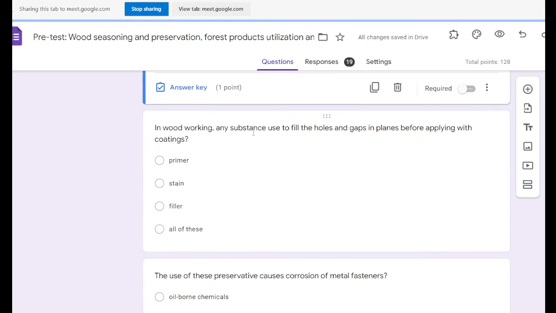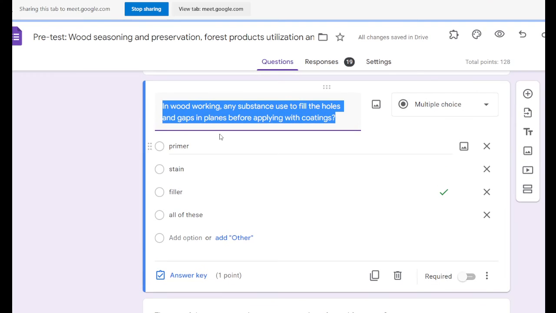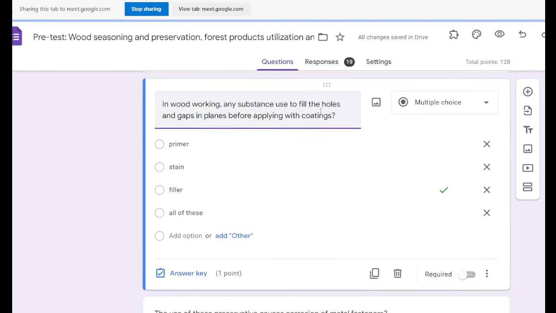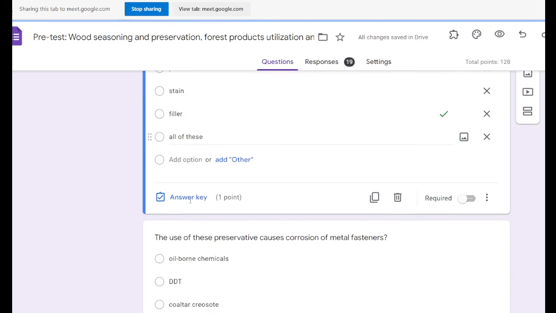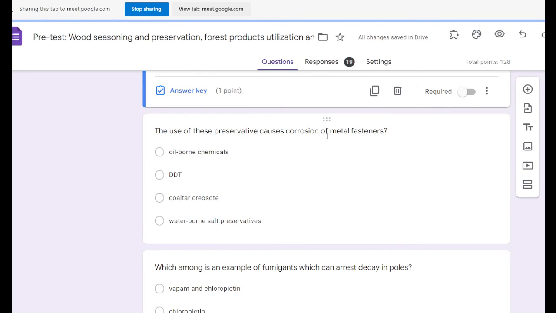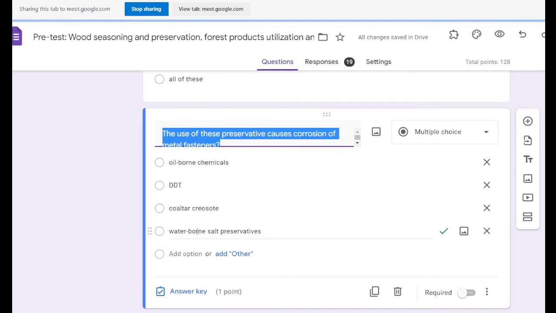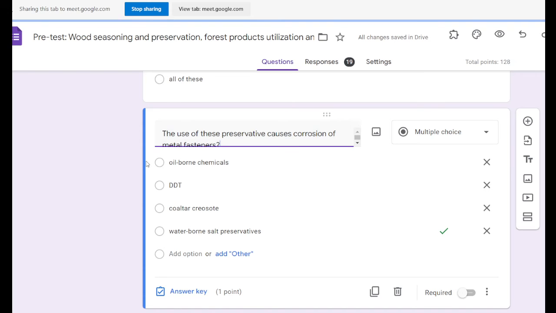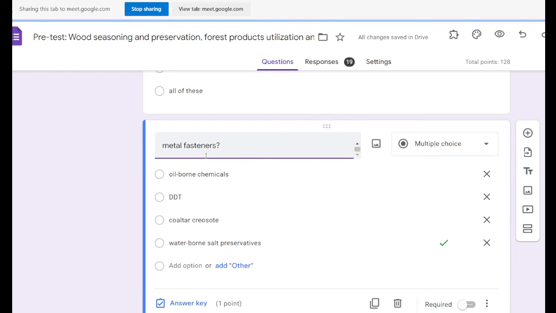In woodworking, any substance used to fill the holes and gaps in the planes before applying coatings. So that is a filler. Okay? Any substance that is used to fill holes and gaps, that is filler. The use of this preservative causes corrosion to metal fasteners: oil-borne chemicals, DDT, coal tar salt, waterborne salt preservative. The answer is waterborne salt preservative. It causes corrosion to metal fasteners.